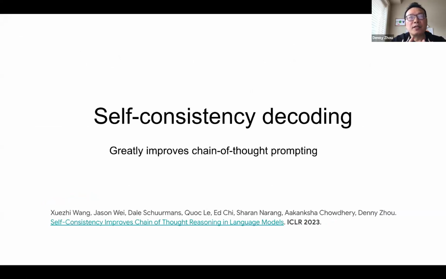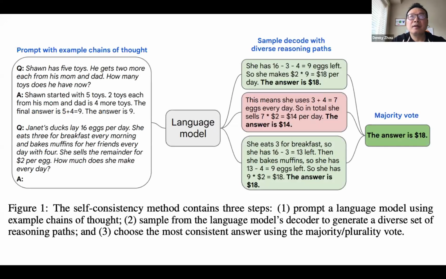Chain of thought prompting works so well, but it can still be greatly improved by self-consistency decoding, another technique developed by my team. The basic idea is very simple. Instead of using greedy decoding, we can sample the solution multiple times and then take the most common answer.